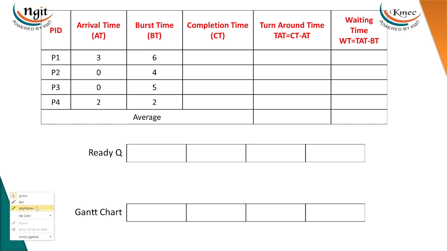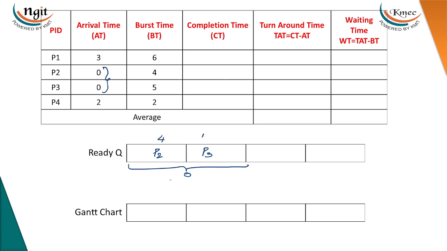Now at time t equal to 0, how many processes came to the ready queue? Two processes came to the ready queue, P2 and P3, at time t equal to 0. Now write down their burst times: P2 is 4, P3 is 5. So at time t equal to 0, which process will enter the CPU?